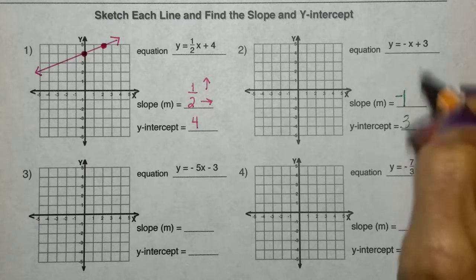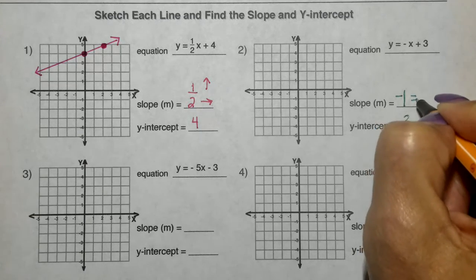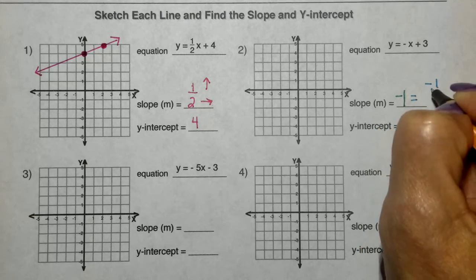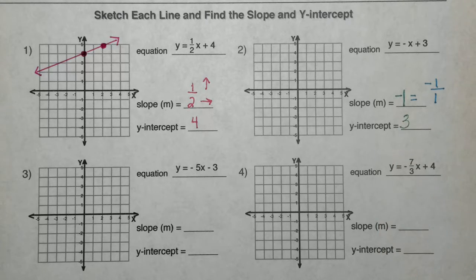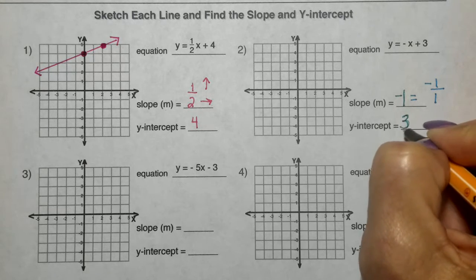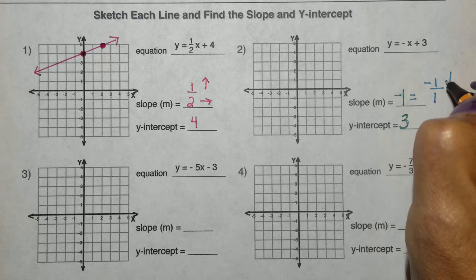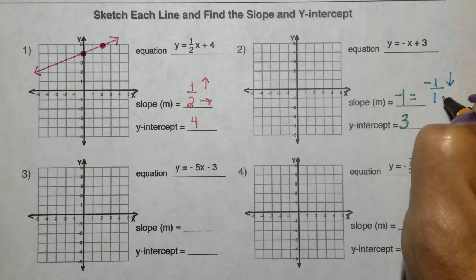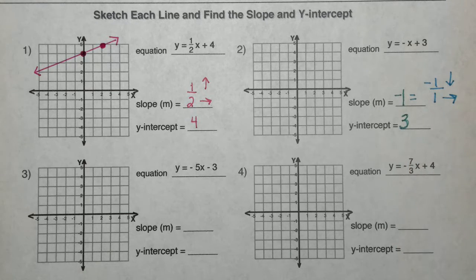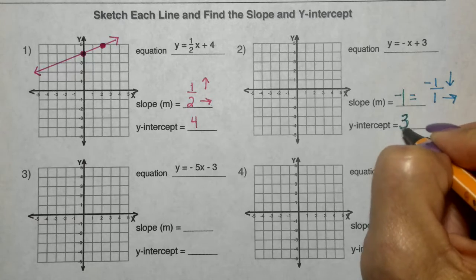I need a rise and I need a run. You can take any number and create a fraction out of it by putting a denominator of 1 underneath. And then this is 3. So this is going to be my rise, but remember, negative takes me down, and my run, positive, takes me to the right. This is my starting point.